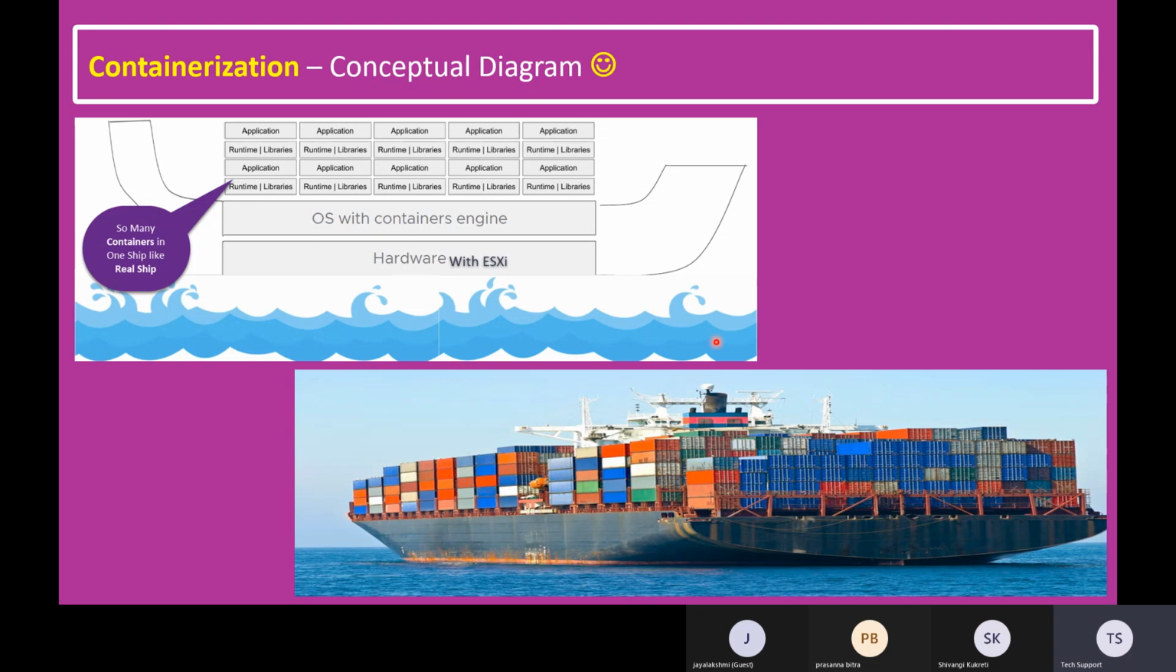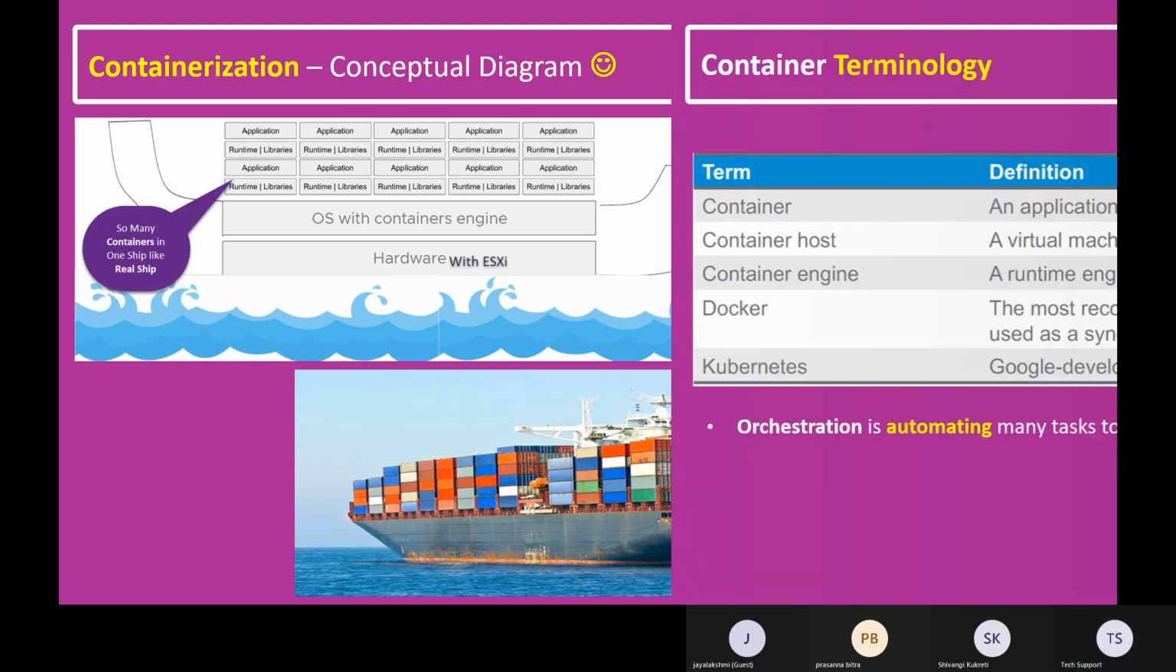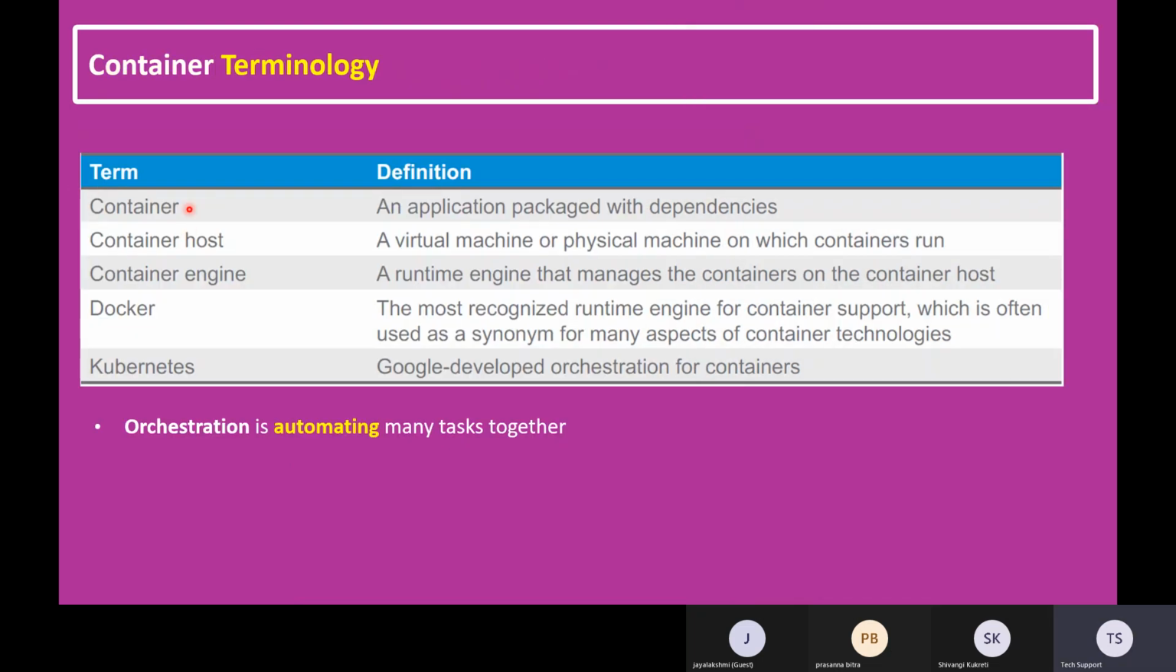Now let's try to understand the container terminology. Within our terminology, we are trying to familiarize ourselves with the word container. A container means an application packaged with dependencies. A container host means a virtual machine or physical machine on which containers run. In most scenarios, it's recommended to run the container host on a virtual machine layer compared to a physical machine. And a container engine is a runtime engine that manages the containers on the container host. So whatever multiple containers the container host consists of, all of them are managed by the container engine.